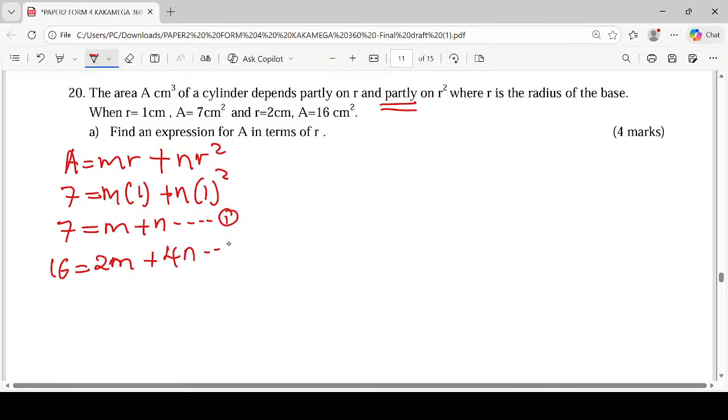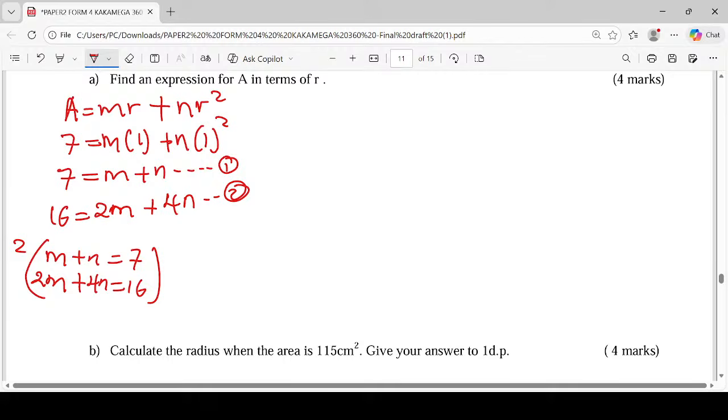4n. This will become equation 2. So after forming those two equations, we need to solve them to get the values of m and n. When I have m plus n is equal to 7, then 2m plus 4n is equal to 16, I can eliminate m by multiplying here by 2.